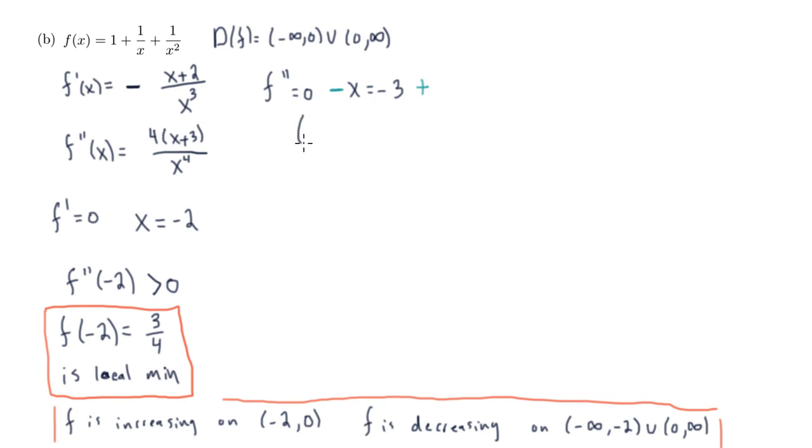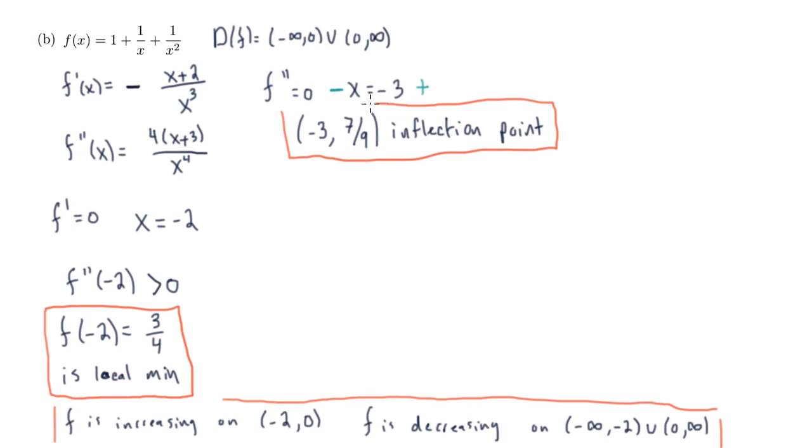So let's actually write down the function value so we can plot it. So negative 3, if I plug in negative 3, what do I get? Well, add some fractions, you'll get 7/9. So negative 3, 7/9 is an inflection point. Excellent. Making some good progress.